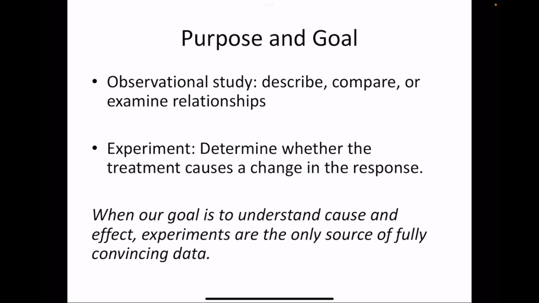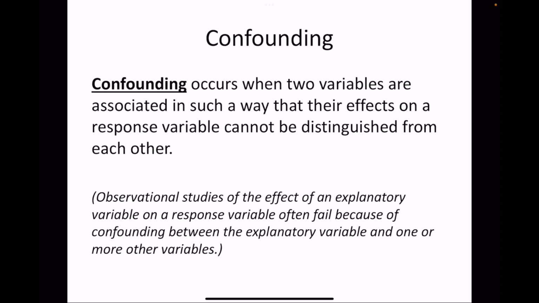So in an observational study, we're describing, we're comparing, we're examining relationships. It's important. We're getting something out of it. However, when we experiment, we get more. In fact, we get the thing that we want most of all, which is cause and effect. And we have said that correlation does not imply causation. Well, experiments, if done well, do imply causation.